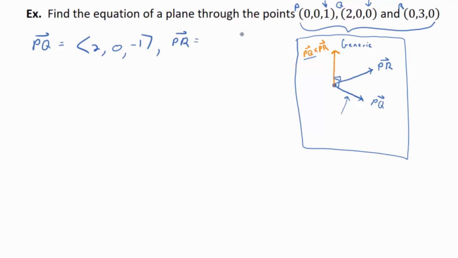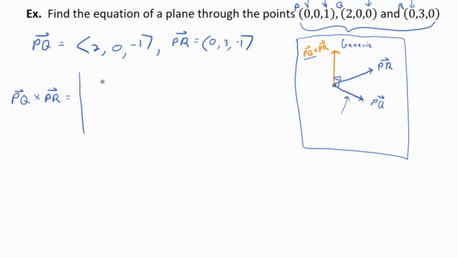PR would be what? 0 minus 0, 3 minus 0, and then 0 minus 1, negative 1. Okay, let's take that cross product, PQ cross PR.